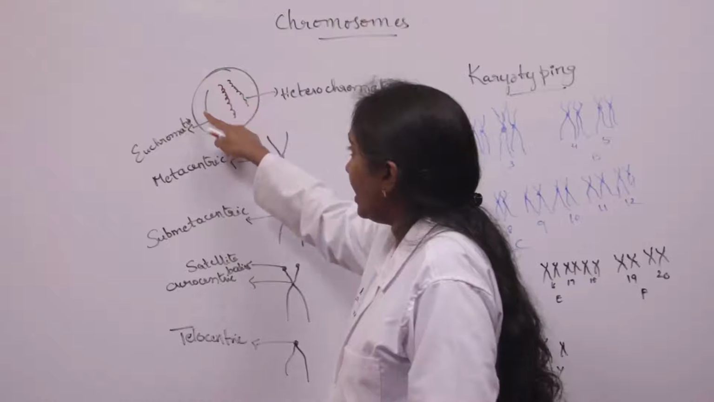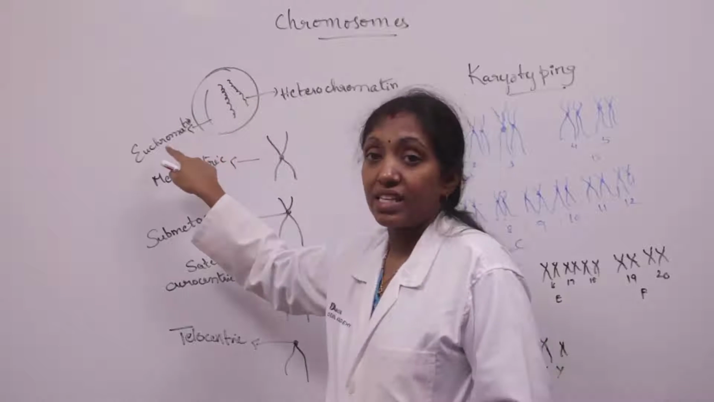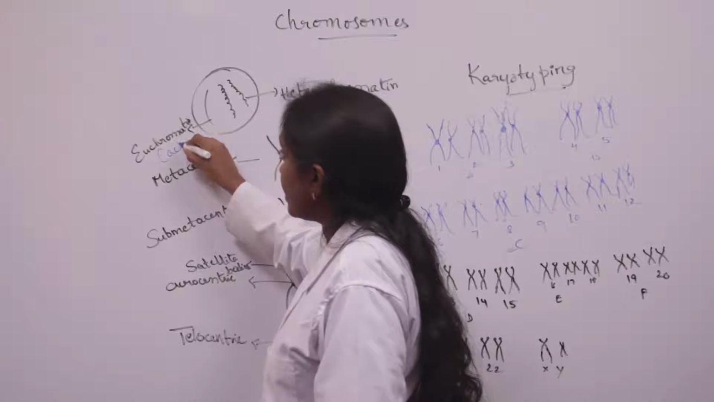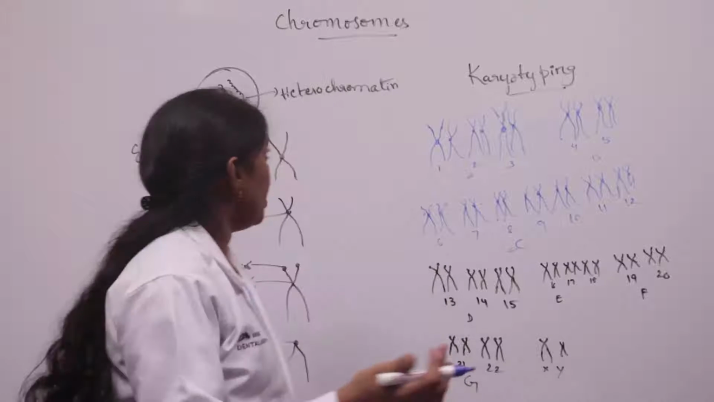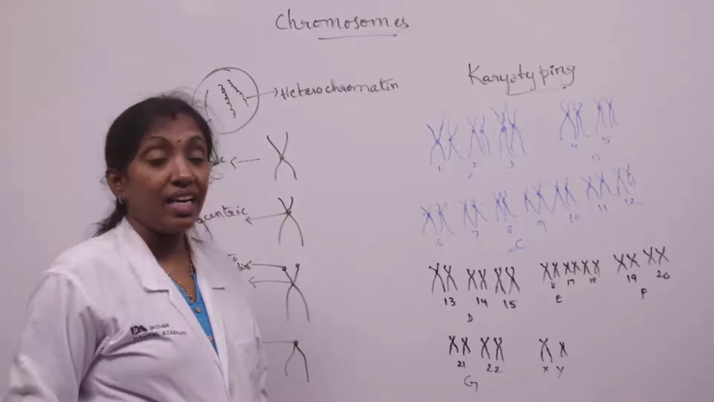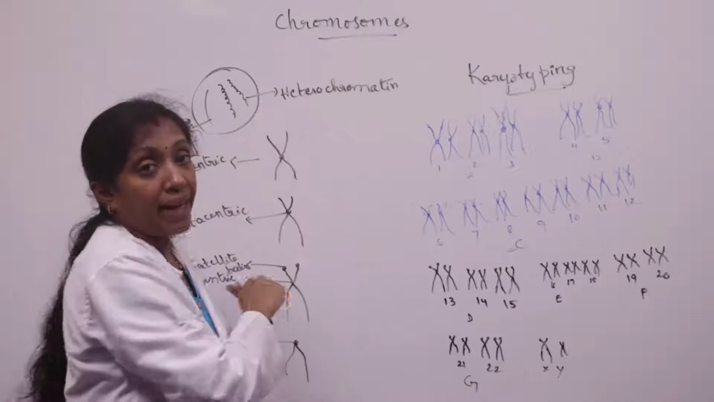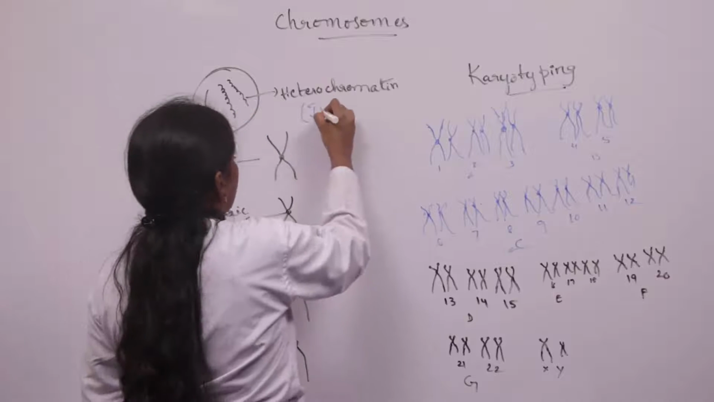The highly uncoiled chromatin we call euchromatin, and it is genetically active. And coming to the heterochromatin, it is a highly coiled chromatin and it is genetically inactive.